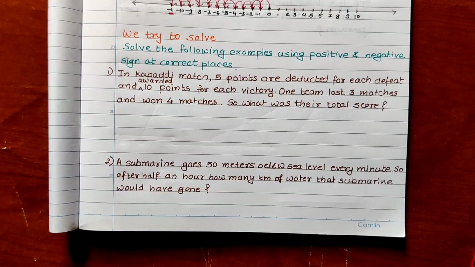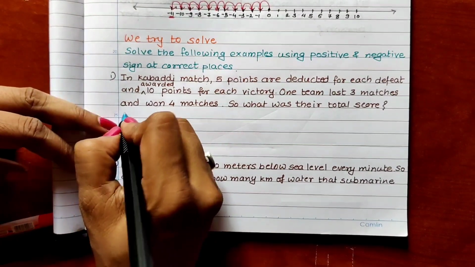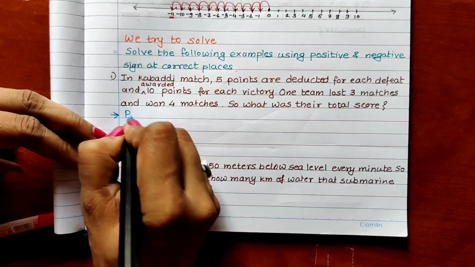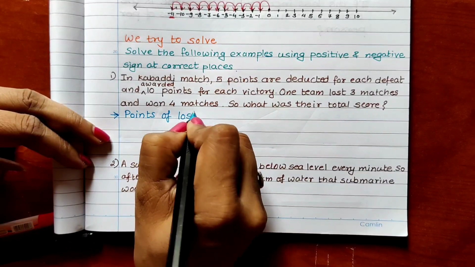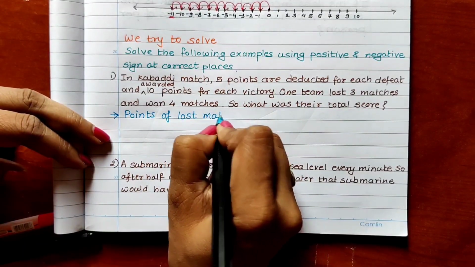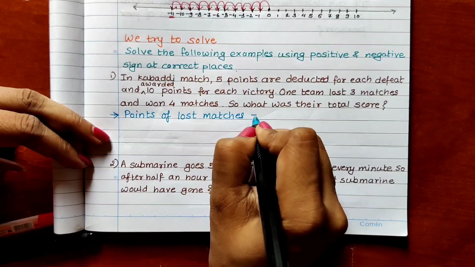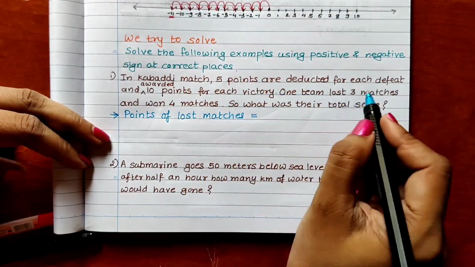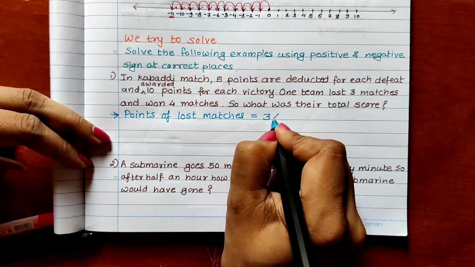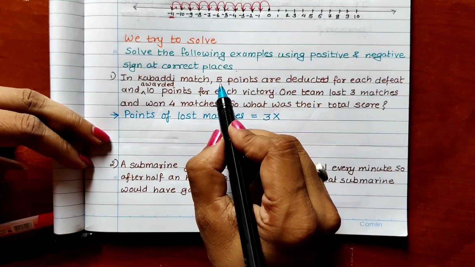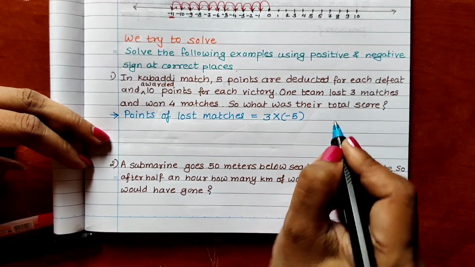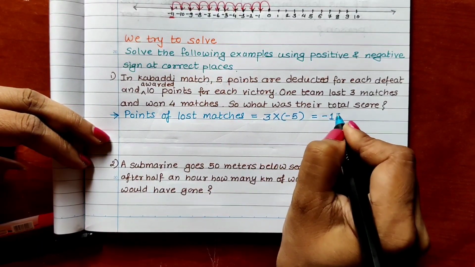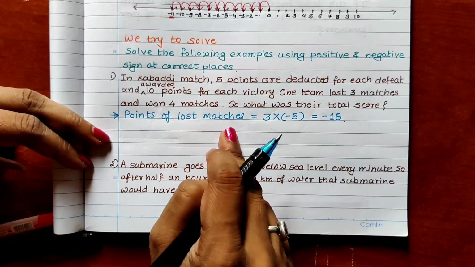So let us solve this. Okay. So first we find the points of lost matches. How many matches have they lost? 3 matches. So 3 multiplied by, for one match how many points? Minus 5. So for 3 matches, 3 multiplied by minus 5. Answer is minus 15. They got minus 15 points for lost matches.